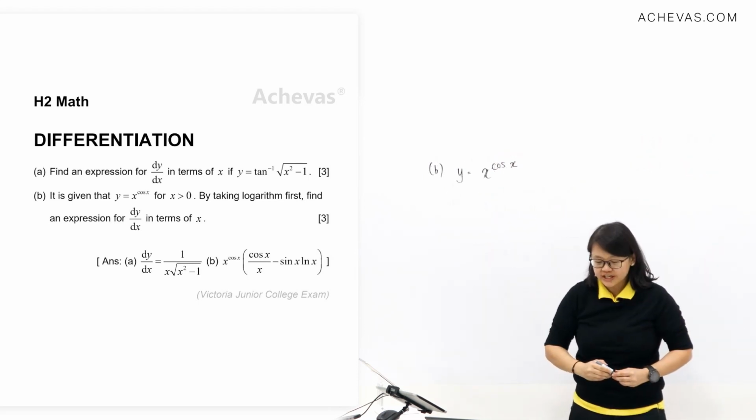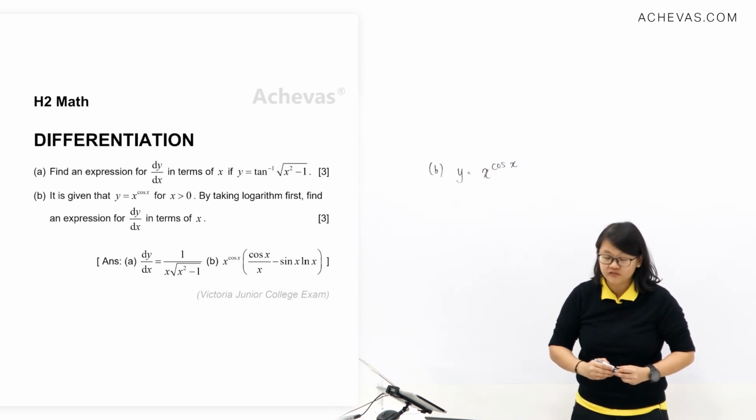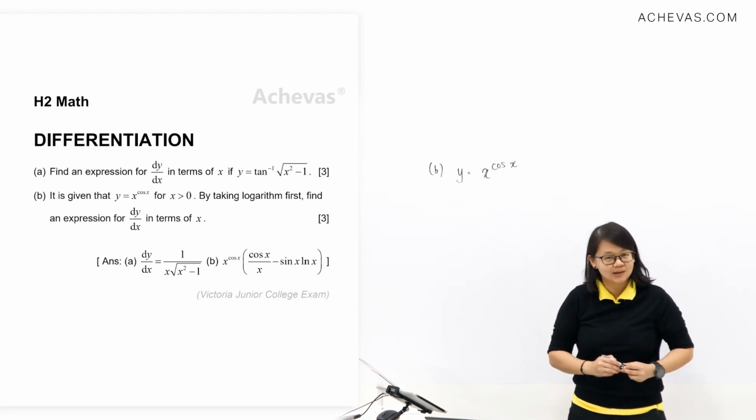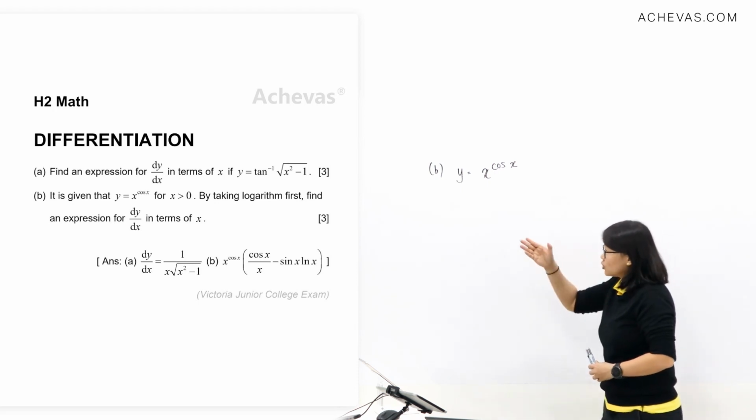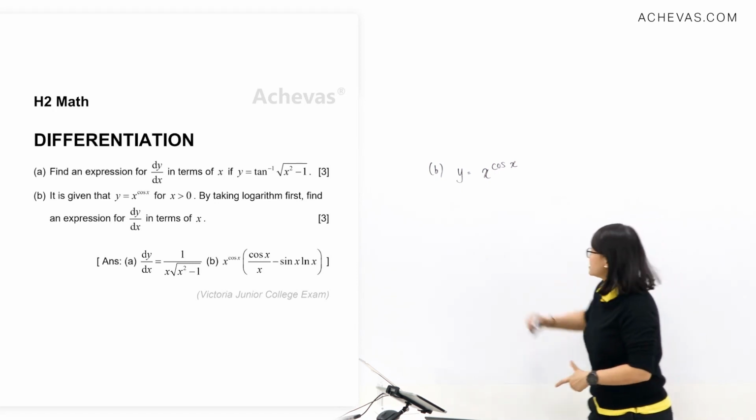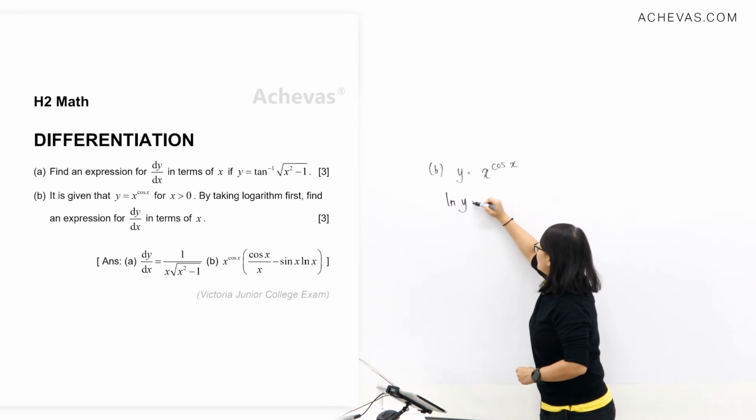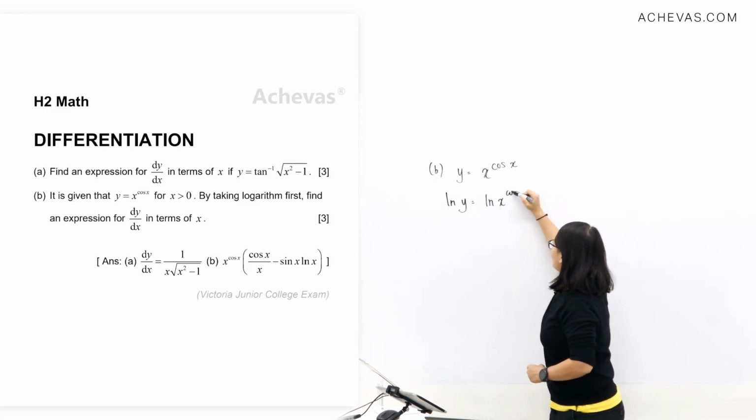Part B of this question, it is given that y equals x raised to the power cos x for x more than 0. By taking logarithm first, find an expression for dy/dx in terms of x. Now let's follow the instruction. We're going to take ln both sides. ln y equals ln x raised to the power cos x.